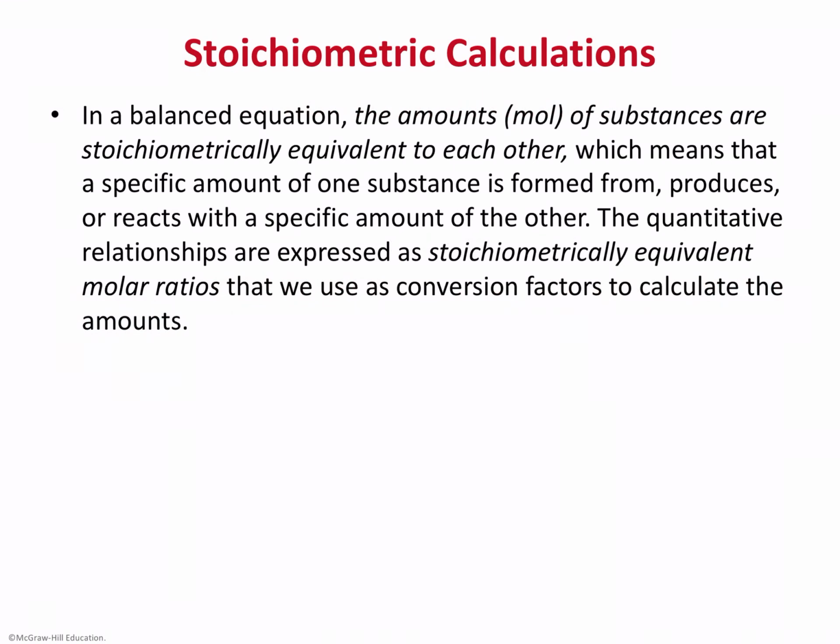In a balanced equation, we use the coefficients, and they are the number of moles. Okay, so in a balanced equation, the amounts, which is the number of moles of substances, are stoichiometrically equivalent to each other, which means that a specific amount of one substance is formed from, produces, or reacts with a specific amount of the other. The quantitative relationships are expressed as stoichiometrically equivalent molar ratios that we use as conversion factors to calculate the amounts.